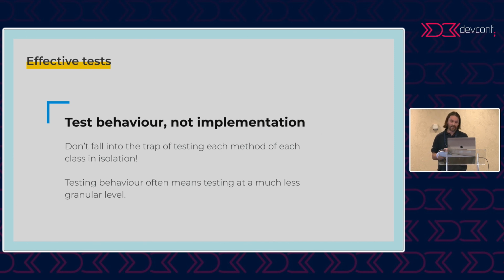Unfortunately, this is a very common problem that I often see, and this really just doesn't work, because when you've got tests that are testing the implementation, it's really hard to refactor. You make a small change and all your tests break, and you're not able to make changes and improve the structure and design of your code, and the tests are really just getting in your way and not providing a lot of value. So testing behavior often means testing at a much less granular level.